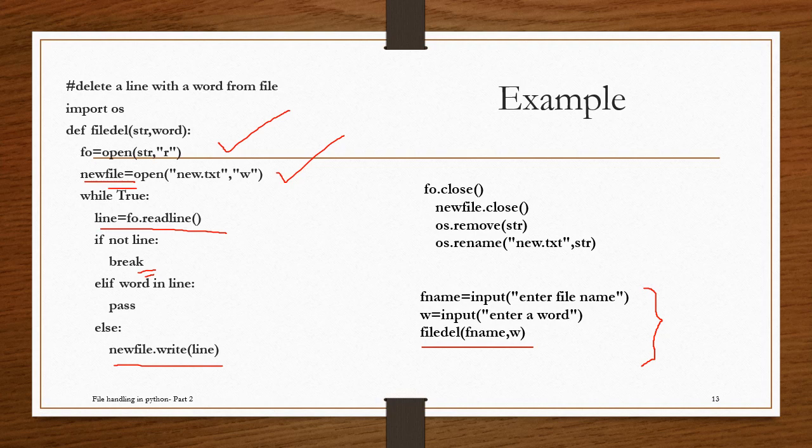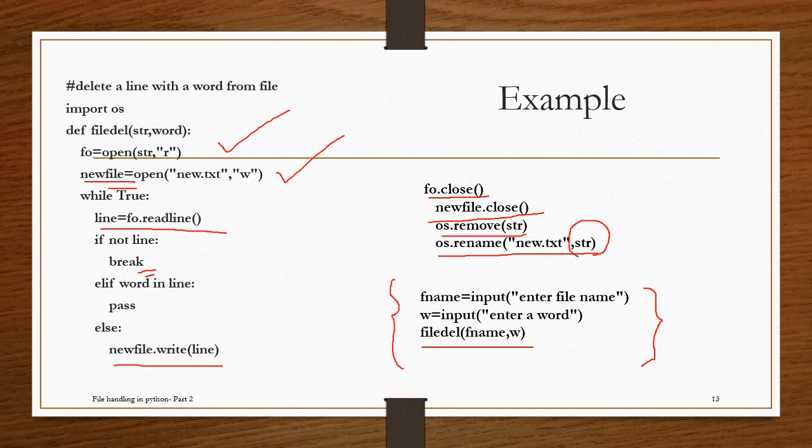Once execution of the while loop is over, what are we doing? We close the original file with f.close and close the new file with newfile.close. We will remove the file using os.remove(str). We'll remove that file from the memory. And now we are renaming the new file with str. So this str will contain what? The content based on this problem.